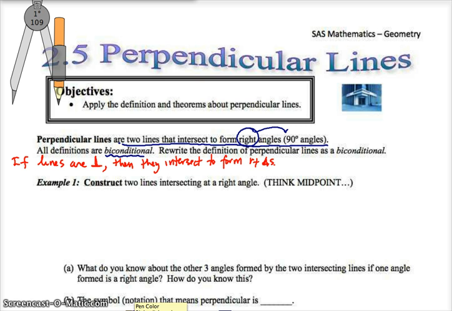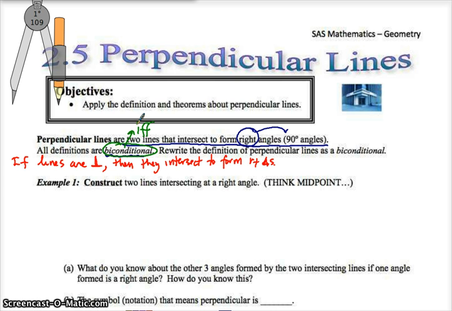Okay, so that's the first conditional statement. It says perpendicular lines are two lines that intersect to form right angles, so I changed that to an if-then statement: if lines are perpendicular, then they intersect to form right angles. So how could I write the converse of that? Because remember, biconditional means the original conditional and its converse are both true. Therefore, you can write it as an if and only if. So I need to find the converse.